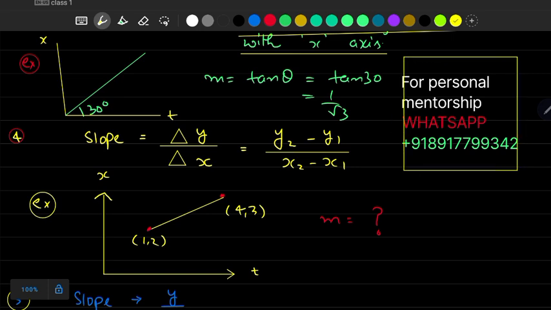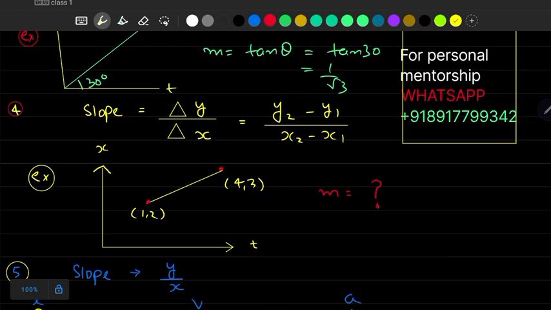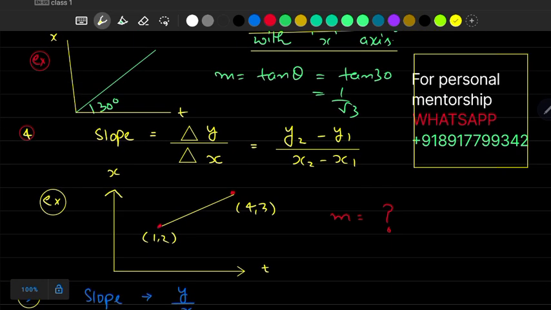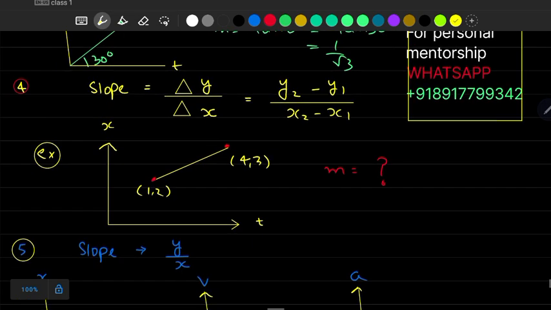Next thing is, for slope, we know that slope is tan theta. Another thing is, we have another formula for slope. Sometimes they simply don't give us the angle. They give us 2 points like this. Just like here we have 1 point, here you have the other point. So how to find slope?